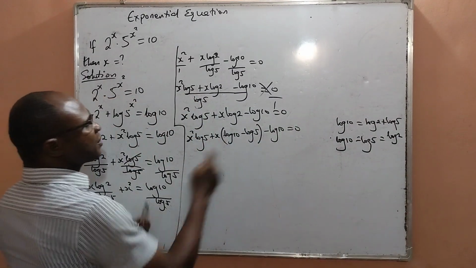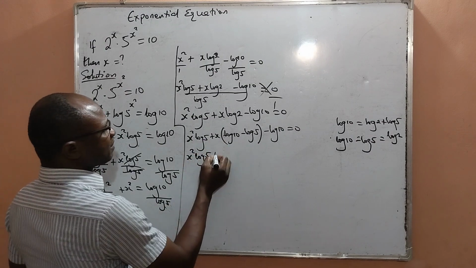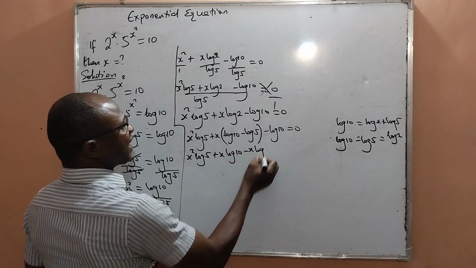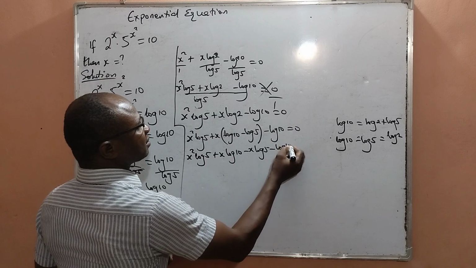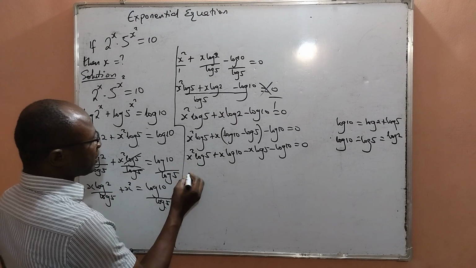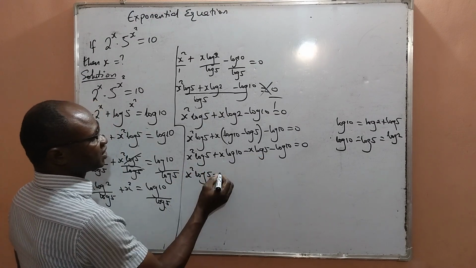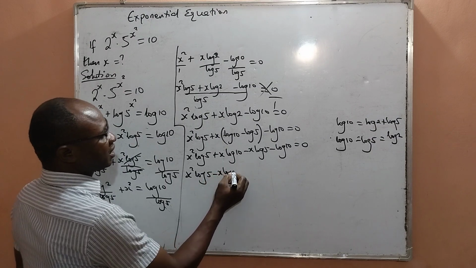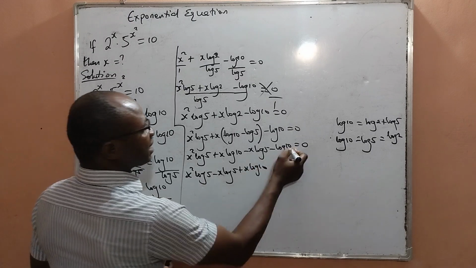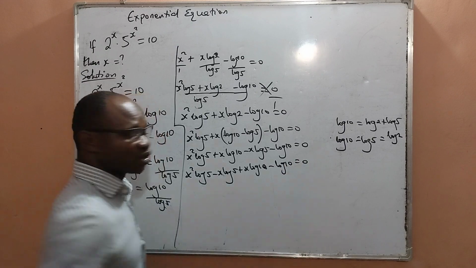Now, I will open the bracket here to have it as x squared log 5. Opening the bracket is x log 10, then minus x log 5, then minus log 10 equal to 0. Now, factoring what is common here, we have x squared log 5. Moving this one to this place, it becomes minus x log 5. Then I have plus x log 10. Then taking this one is minus log 10 equal to 0.